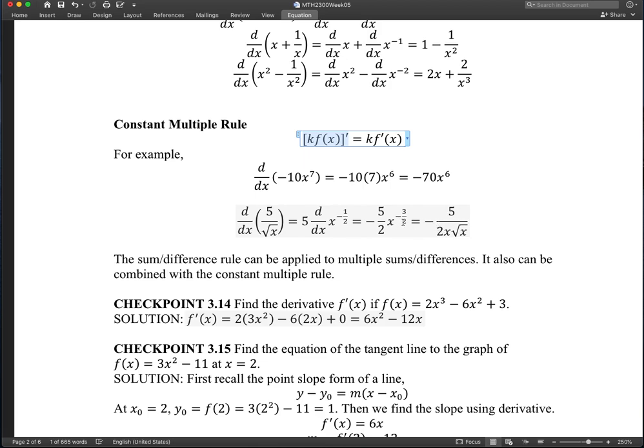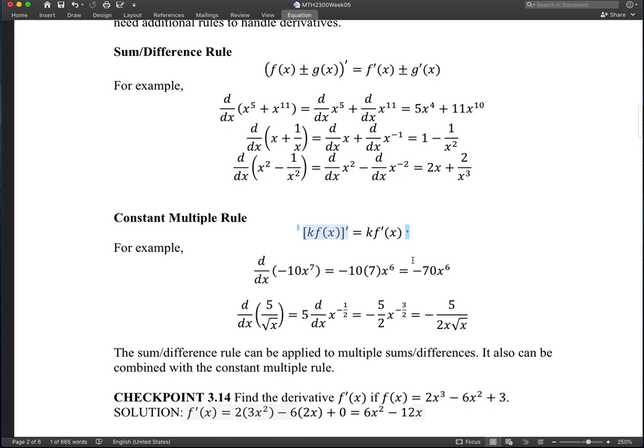x to the negative 3/2, you can consider this as 1 over x to the 3/2. x to the 3/2 can be further simplified as x times square root of x. I'm going to leave it to you to convince yourself how I get x to the negative 3/2 as x times square root of x in the denominator. Sum rule and the constant multiple rule.